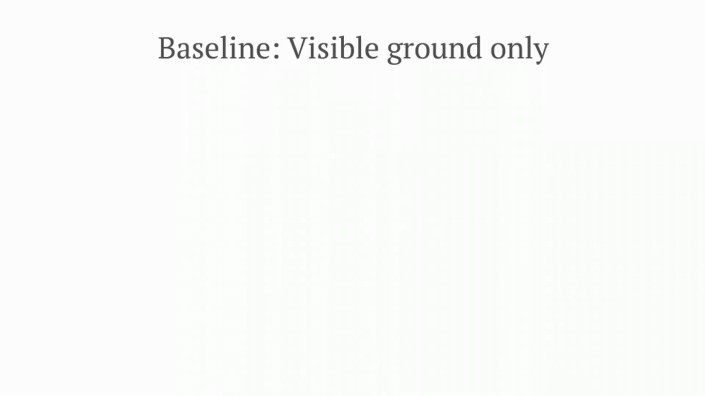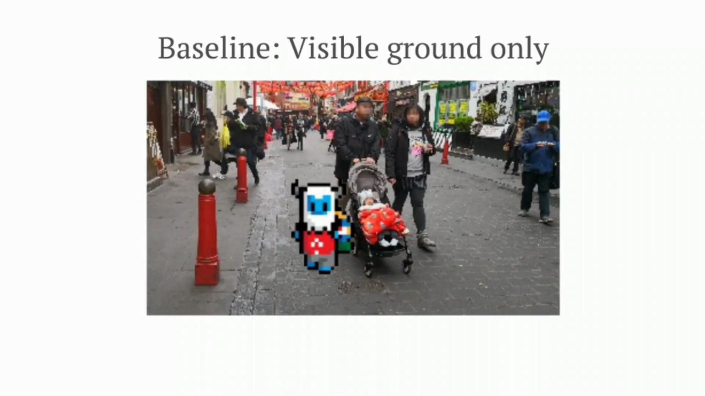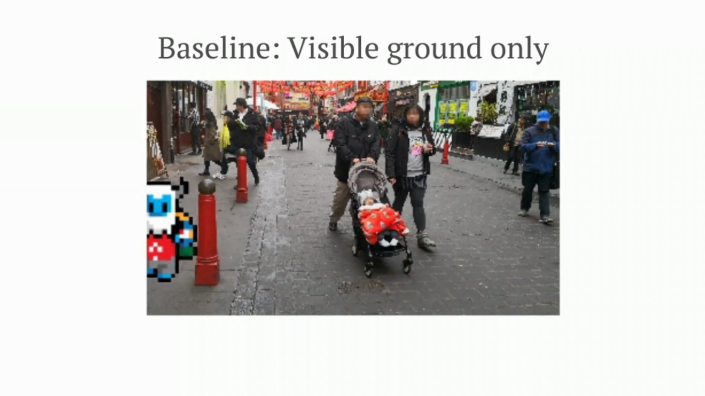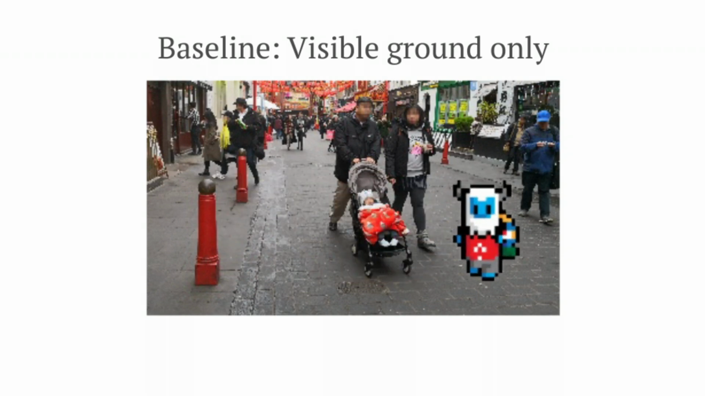First, without our model, we see the result of path planning for an augmented reality agent using only the visible ground. Notice how the character must navigate purely in front of objects, as it has no concept of how far back they extend.